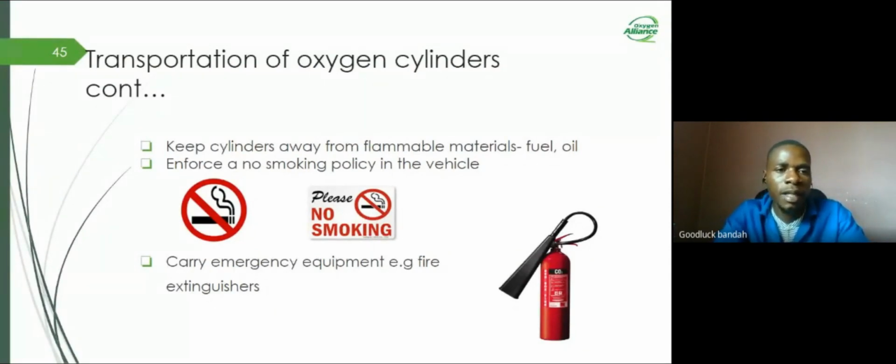Another consideration is to enforce a no smoking policy in a vehicle that is carrying your oxygen cylinders. And also, you have to carry emergency equipment, such as fire extinguishers. So you should make sure that you have taken with you the right fire extinguisher. The recommended fire extinguisher for oxygen is the carbon dioxide fire extinguisher, shown in the picture there. This should be carried with you whenever you are transporting oxygen cylinders.